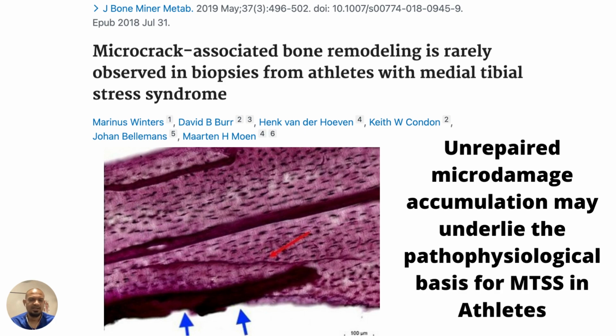In a normal running scenario, running stresses bone through the muscle contractions that occur, as well as the force or the impact of landing. So loading basically causes micro damage and remodeling, which is normal, and then it leads to a stronger and denser bone. Recent research by Winters et al. in 2018 suggests that it may be a bone overload injury. So this unrepaired microdamage accumulation may underlie the pathophysiological basis for MTSS in athletes.